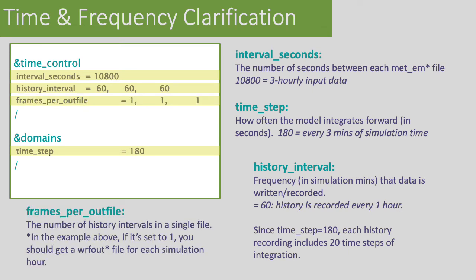And then frames per outfile is the number of history intervals within each history output file. In this example, we've set it to 1, meaning that you will only have a single history output time in each output file, so you will get a wrfout file every simulation hour. If we had set this to 3, for example, you would have 3 history times, or 3 hours, in a single wrfout file. If we set it to something large like 1,000, you could store up to 1,000 history times in a single wrfout file.